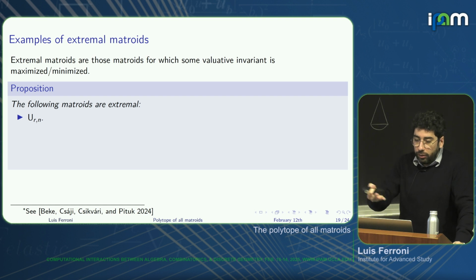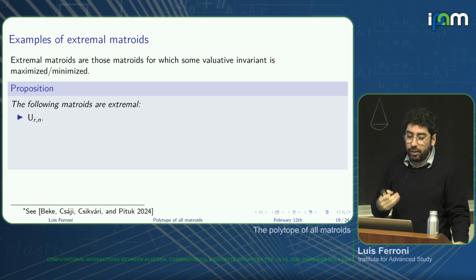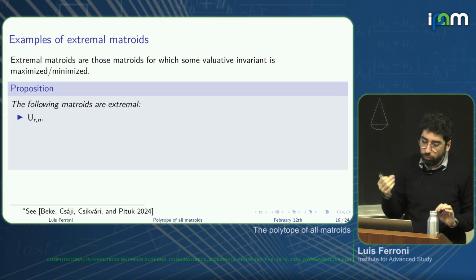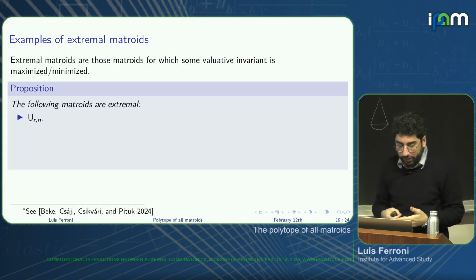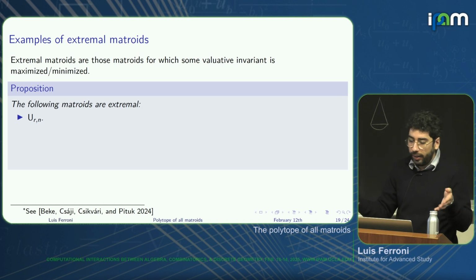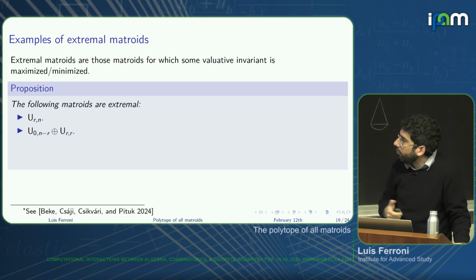So I want to tell you a few examples of extremal matroids because I have not done so far. As I said, vertices are things for which the linear functionals attain global maxima. So you can prove using that approach that the following matroids are extremal. Uniform matroids are extremal. How do you prove that? Well, take the valuation given by number of bases. If you compute, among all matroids on n elements of rank R, the one with the most bases, well, it's this guy. So this is a vertex.